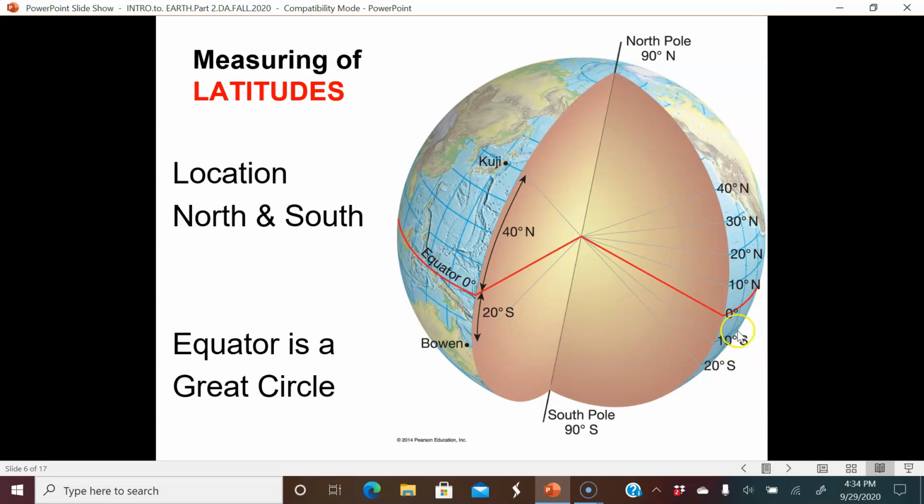10 degrees here, 10 degrees from the equator there, and so on. We connect the dots all the way around the Earth, and we have a parallel of latitude. So we have 10 degrees north latitude and 10 degrees south latitude. And we do that all the way up to the North Pole and all the way down to the South Pole. Or I should say, to the North Pole and the South Pole, because down or up is irrelevant. It's meaningless. All right, that will give us a location to the north or the south.